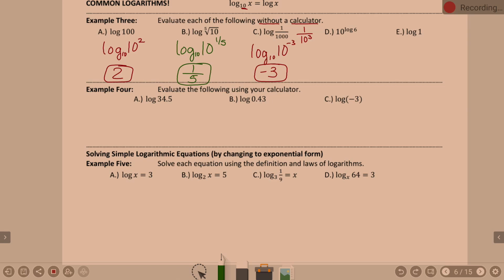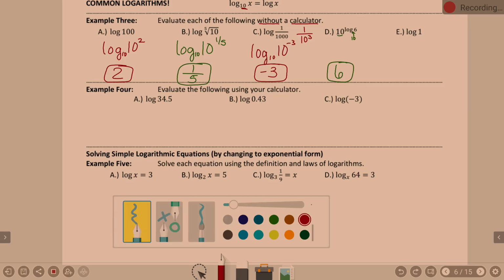Six? Is that what you said? It's 6 because we've got a 10 here. And what base is that? Base 10. I get it. There's not really work to show for that one, other than writing in the base 10. 0. And for e, not really work to show for this one either.